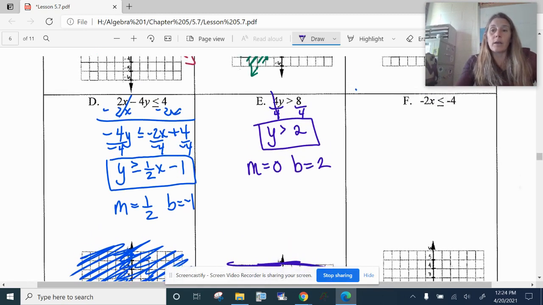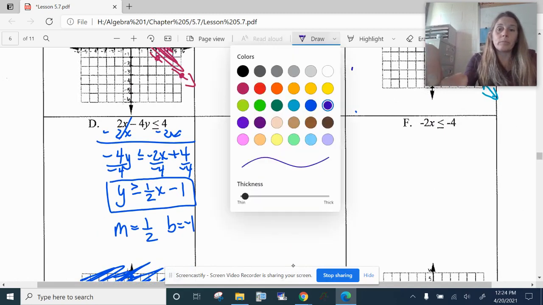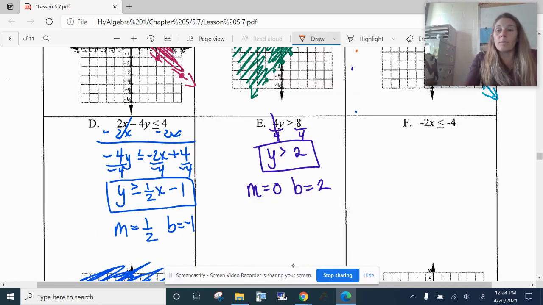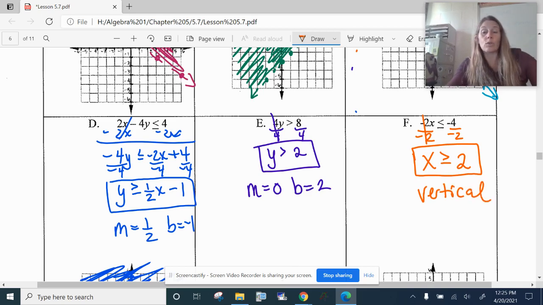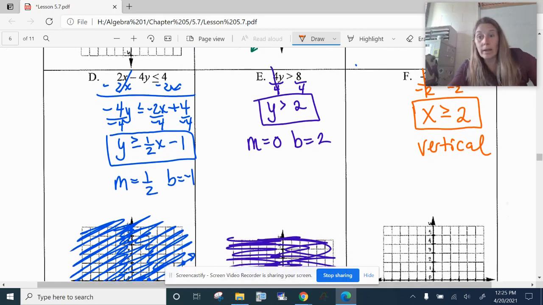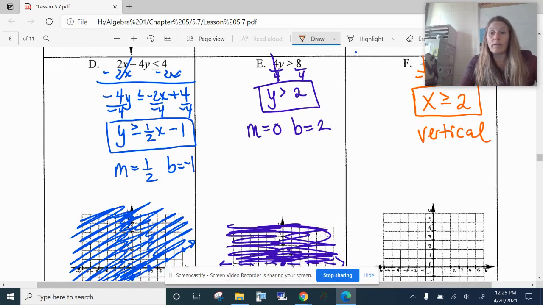All right, and then our very last one here. This time we only have one variable again, but it happens to be an x. So we're just going to have to get it by itself because there's really not another option. So we end up with x. I had to reverse my inequality sign, and I get a positive 2. Now this is a special situation because you're going to get a vertical line. So the slope is undefined. There is no y-intercept. You're simply going to find the 2 on the x-axis.